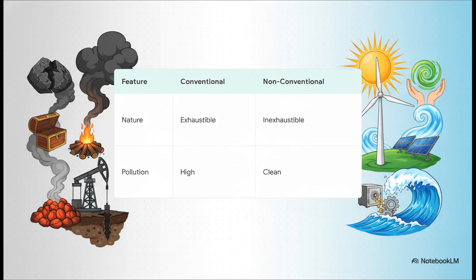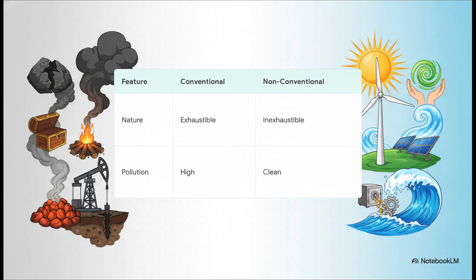This brilliant table compares conventional and non-conventional energy sources. Conventional means the traditional stuff we have used for ages, like coal, petroleum, and firewood. But remember the fund resource concept? It is exhaustible, and when you burn it, it causes high pollution. That is why India must rapidly shift to non-conventional sources, like solar, wind, and tidal power.